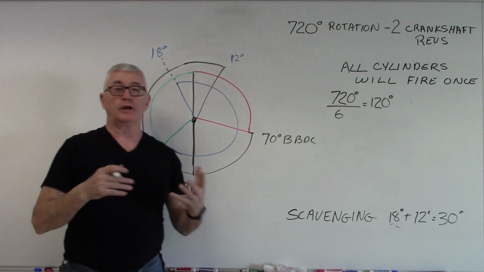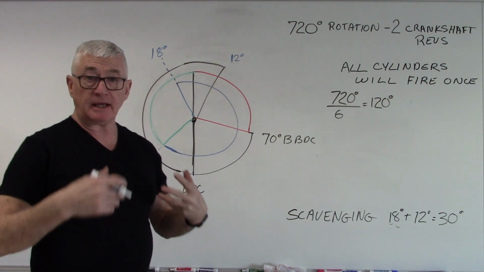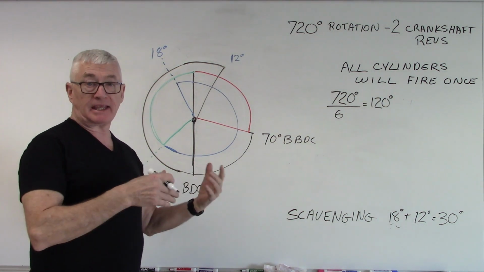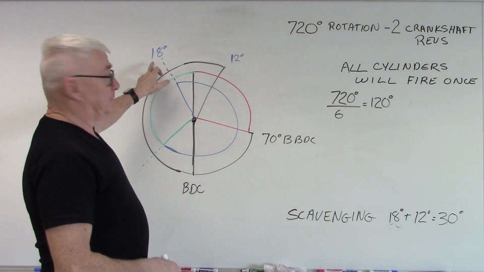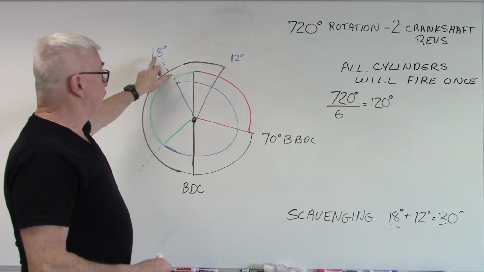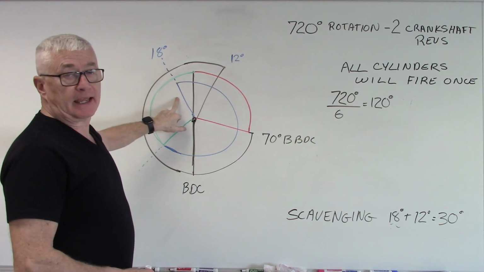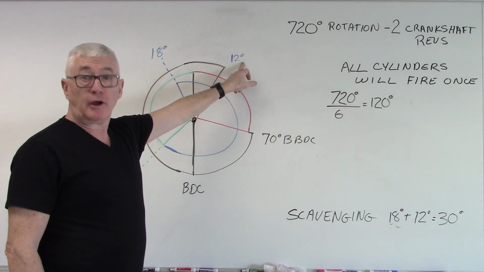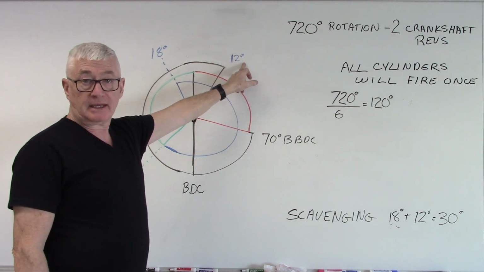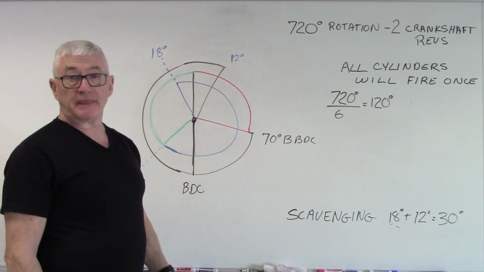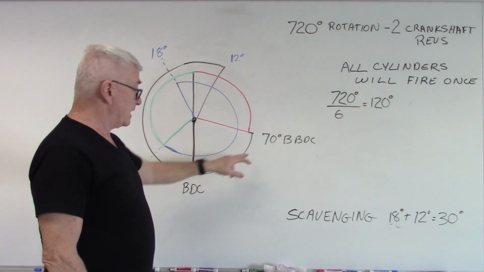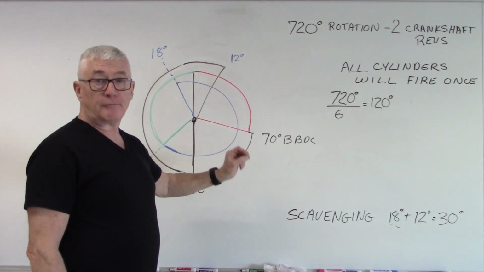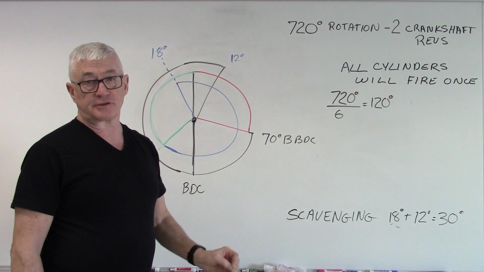Okay, so I've gone back to a 6-cylinder engine again, and I just want to demonstrate what the numbers would look like if we were having a power lag. So I'm using the same 18 degrees before top dead center for my intake valve opening, and I'm using the same 12 degrees after top dead center for my exhaust valve closing. But what I've changed on this one is now I am using 70 degrees before bottom dead center where my exhaust valve starts to open.